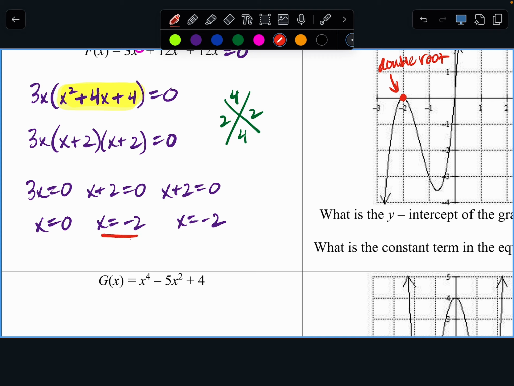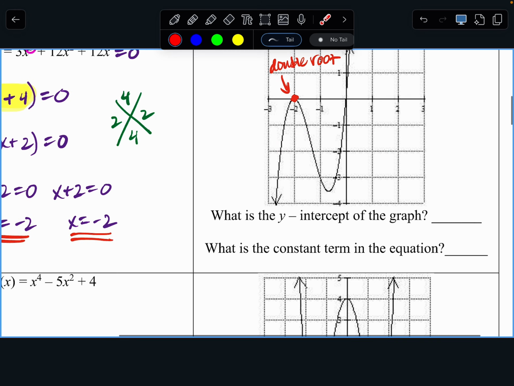So this -2 that showed up twice, when the graph hits that as a 0, it does show up as a 0, but instead of the graph coming up and going through at -2, it comes up and it hits 0 and then bounces back and goes down. This behavior of the graph lets you know that this root happens twice. So that means that x plus 2 shows up as a factor twice.